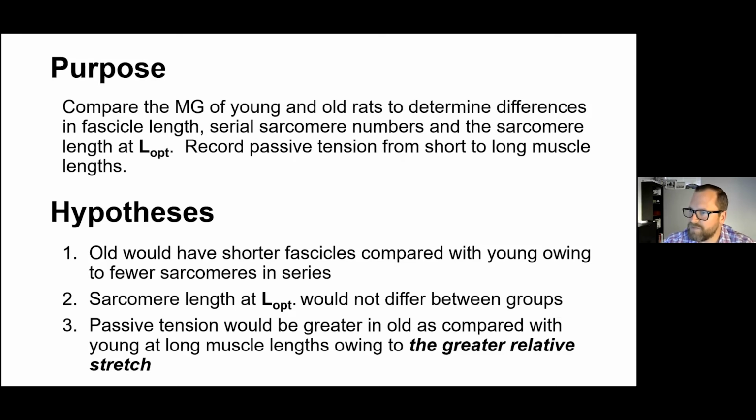So the hypothesis was that old would have shorter fascicles compared with young. I don't think this is too striking of a suggestion, owing to fewer sarcomeres in series. Sarcomere length at the optimal length for force production would not differ between groups, and passive tension would be greater in old as compared with young at long muscle lengths, owing to this greater relative stretch.